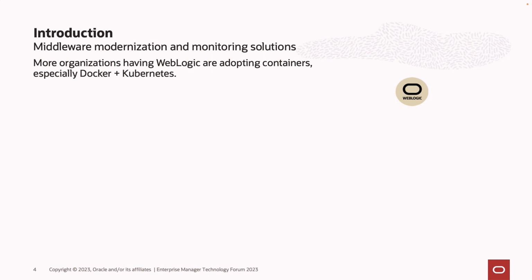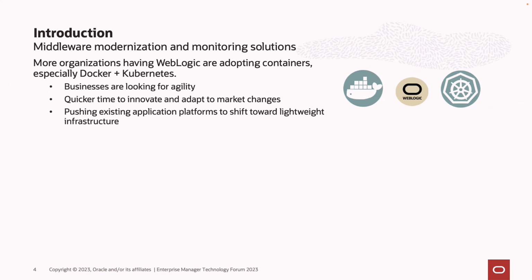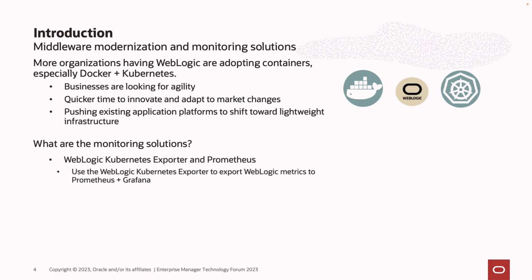It's been already some time since more and more organizations are planning to or are already moving their WebLogic into containers, especially Docker and Kubernetes, as a part of the middleware modernization. Then what monitoring solutions are there? First of all, there is WebLogic Kubernetes Exporter, which is one of the toolkits. It enables a collection of the WebLogic metrics and exports to Prometheus. Then you can use any dashboard utility such as Grafana to visualize the metric data.